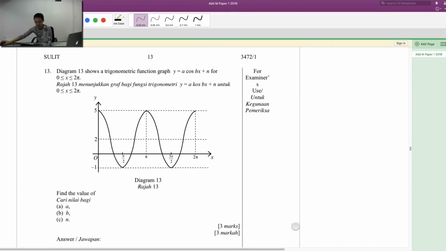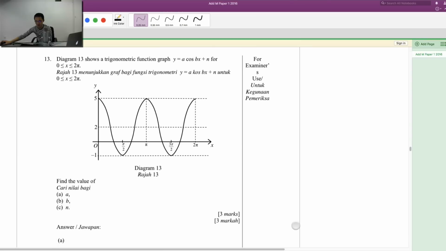Okay, question number 13. Diagram 13 shows the trigonometry graph function. It asks you to find a, b, and n. Should be very easy. So first I will do n first. How to find n? You take the maximum and minimum, and you divide by two, you halve it.